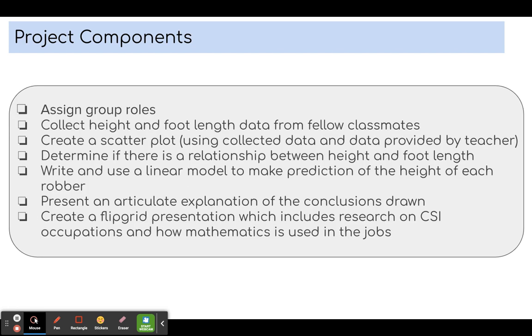The components of the project: they'll be assigned roles, they'll collect height and foot length, and they'll create a scatter plot using what they collected as well as additional data provided by me. They'll determine if there's a relationship between the height and the foot length. They'll write and use a linear model to make a prediction of the height of each robber. They'll present an articulate explanation of the conclusions that they have drawn. They'll create a Flipgrid presentation that includes research on CSI occupations and how mathematics is used in the jobs.